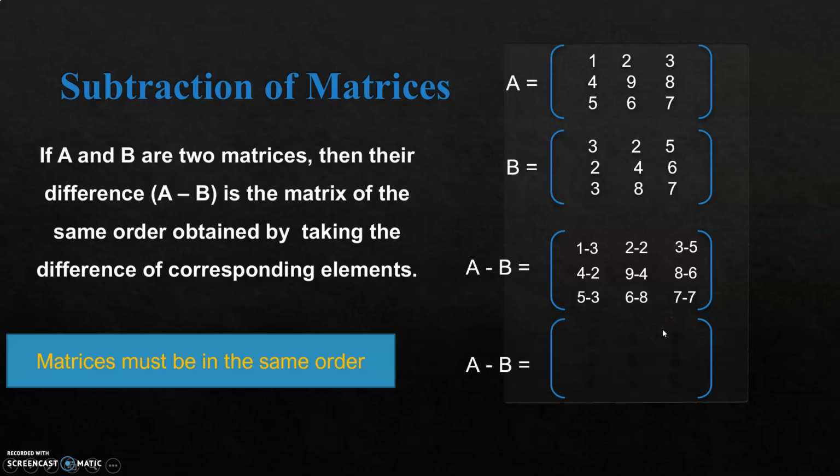Then find the differences. 1 minus 3, we know, is minus 2. Take the difference and put the sign of the bigger one. Then 2 minus 2 equals 0. 3 minus 5 equals minus 2. 4 minus 2 equals 2. 9 minus 4 equals 5. 8 minus 6 equals 2. 5 minus 3 equals 2. So this is the way to find the differences of two matrices, or subtraction of matrices.